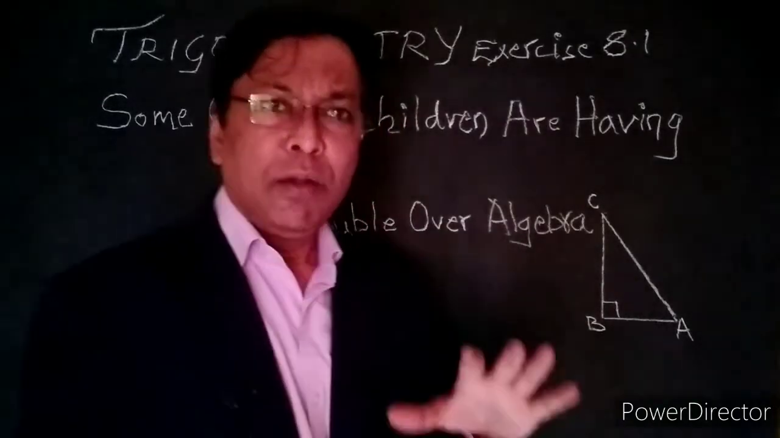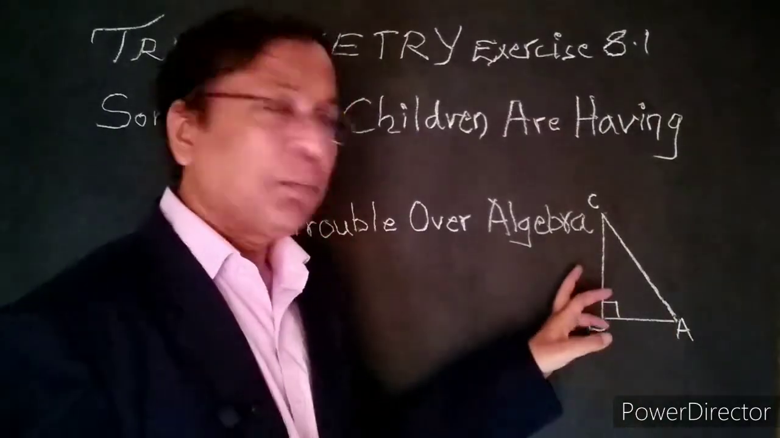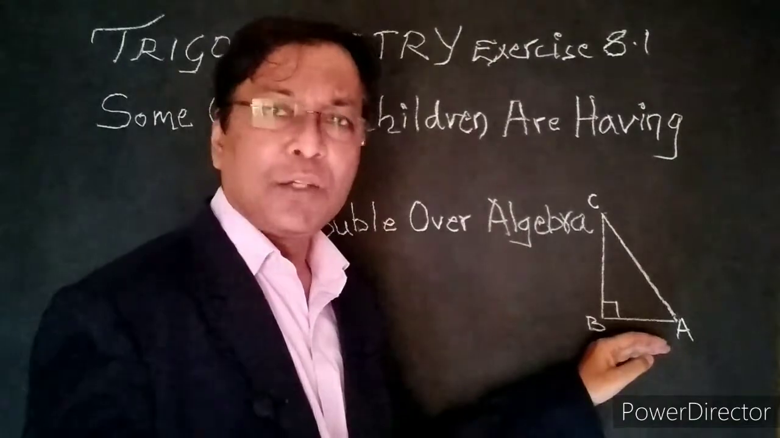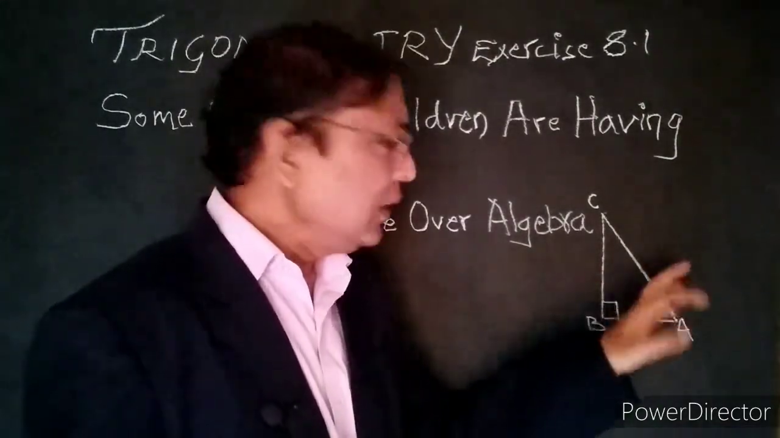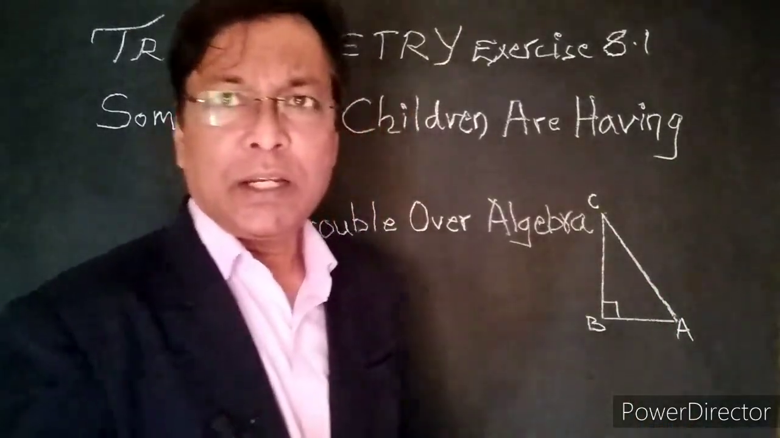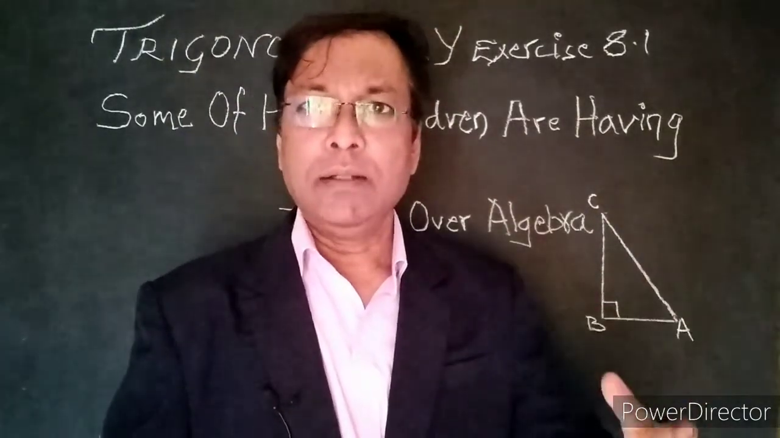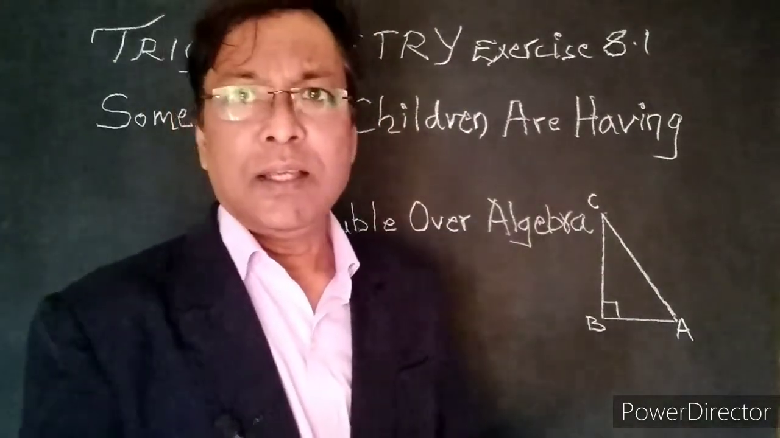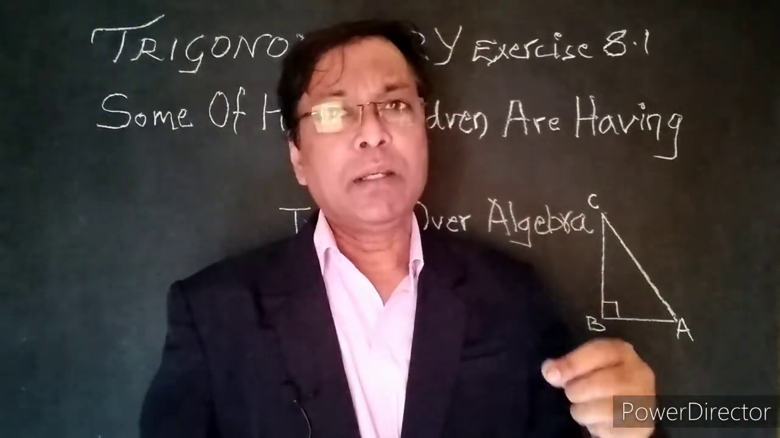trigonometric ratio. If you look at the triangle, there are 6 possibilities. We can divide this side by this side, that is one ratio. You can divide this side by this side, that is another ratio. In this way, there are 6 possibilities. The first trigonometric ratio we name sine, second is cos, third is tan, fourth is cot, fifth is cosec, sixth is sec. How to remember all these 6 trigonometric ratios?